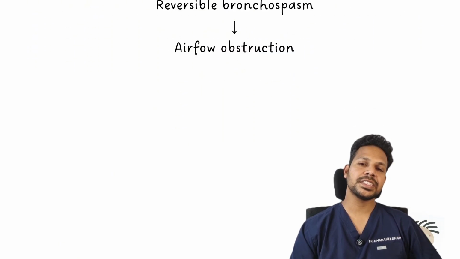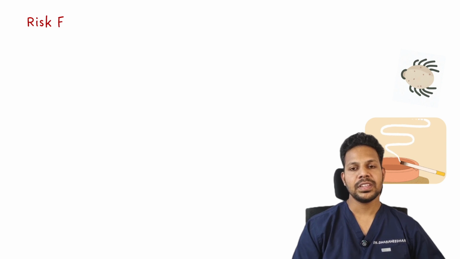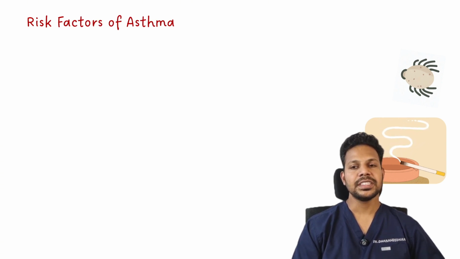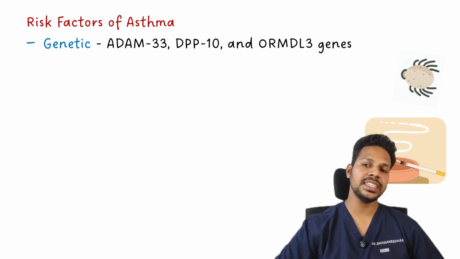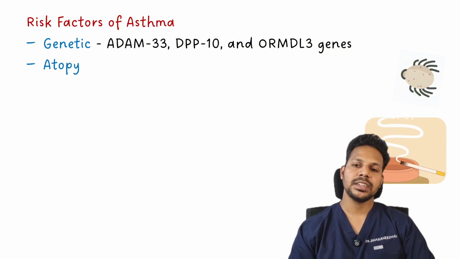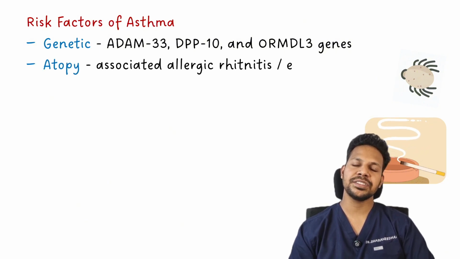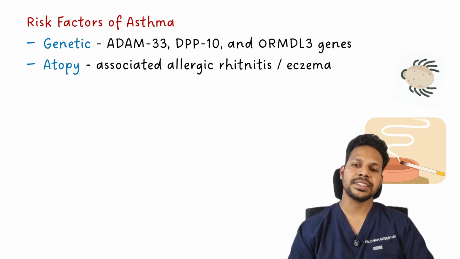Now, let's start with the risk factors of bronchial asthma. There are multiple risk factors. Let's just briefly review them. Starting with the genetic risk factors, the presence of genes like ADAM33, DPP10, and OPN3 genes may increase the risk of bronchial asthma in certain patients. Patients with atopy, that is associated diseases like allergic rhinitis or eczema, can have an increased risk of asthma.